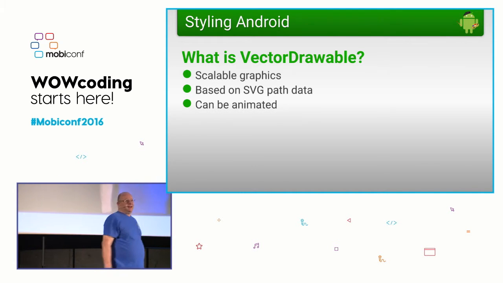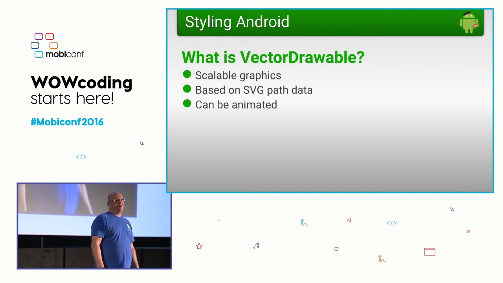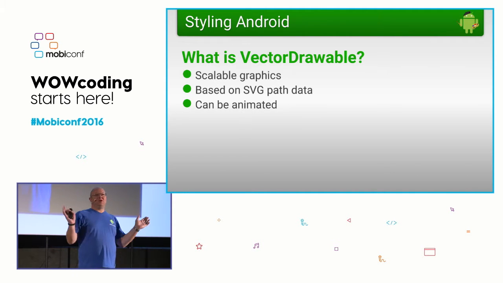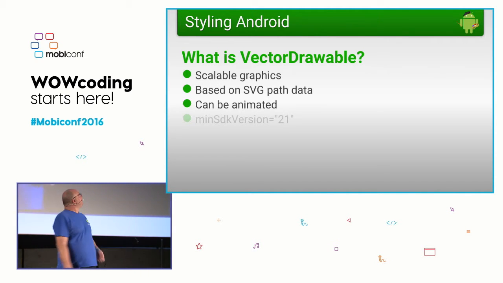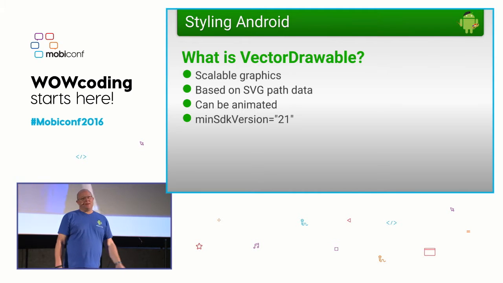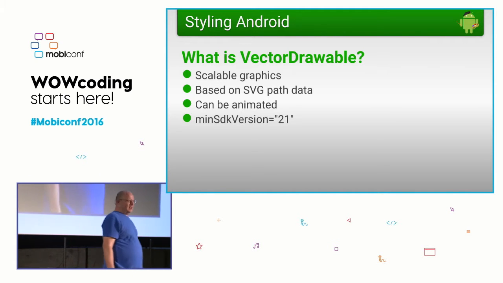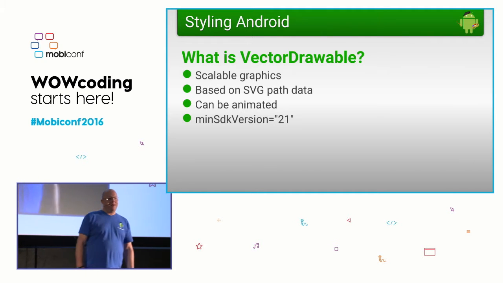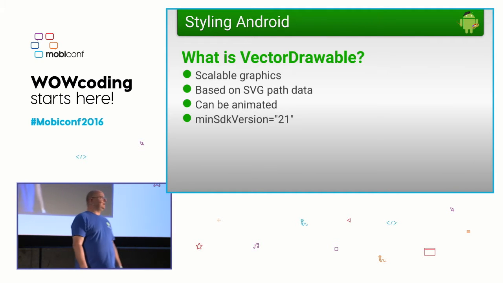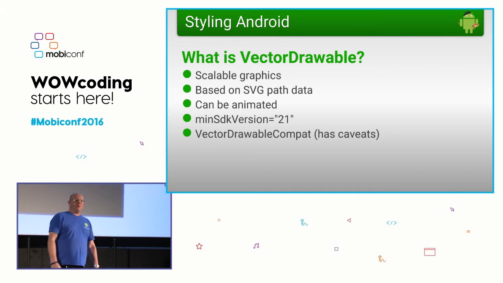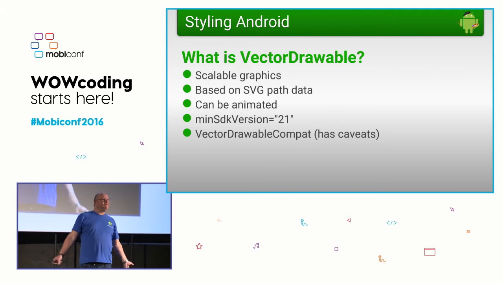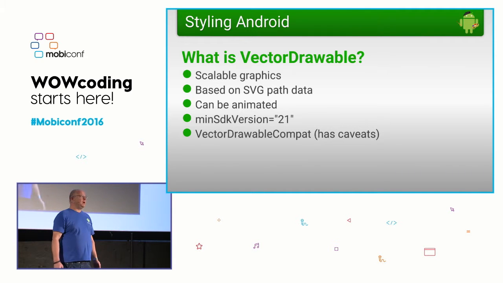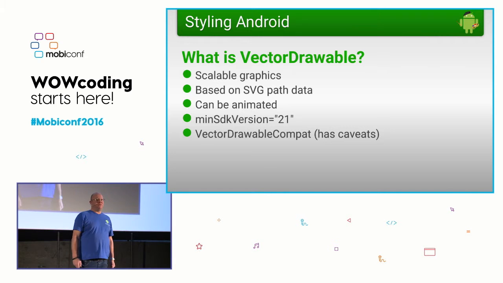They can be animated. Now, anyone that reads my blog knows that I love making things move around. It's great fun. It's one of my favorite things to do. Problem, they were introduced in Lollipop, so it's MinSDK 21. Until recently, earlier this year, we got vector drawable compat. There are some limitations. It doesn't do everything that vector drawable can do, and we'll cover a bit of that as we go along, but you can do some really cool stuff with vector drawable compat.